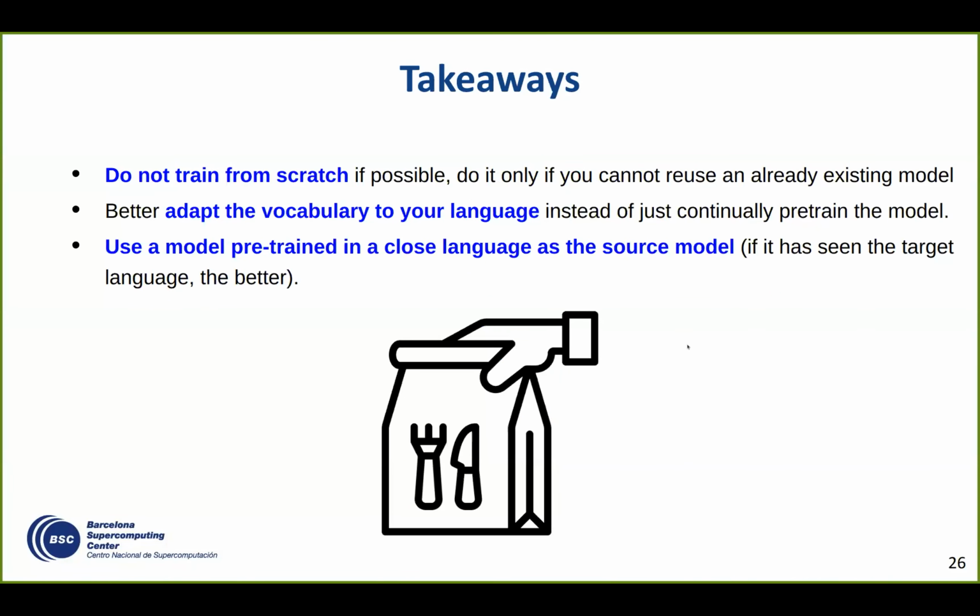Finally, let's recap our main takeaways to finish. Please do not train from scratch if possible. Do it only if you cannot reuse an already existing model. Better adapt the vocabulary to your language instead of just continually pre-training the model. And finally, use a model pre-trained in a close language as a source model. And if it has seen the target language, then that's even better.